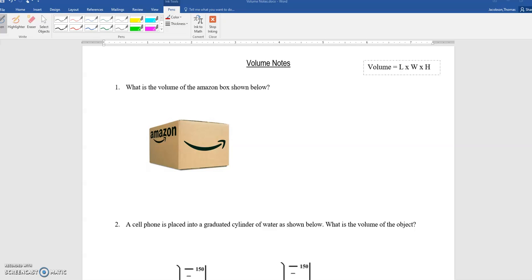Hi class, today we're going to learn how to measure volume. The first way to measure volume is with a formula, and it works if the objects are rectangular or square.